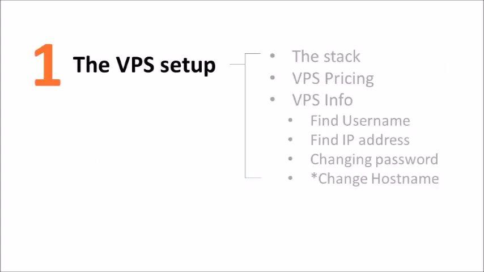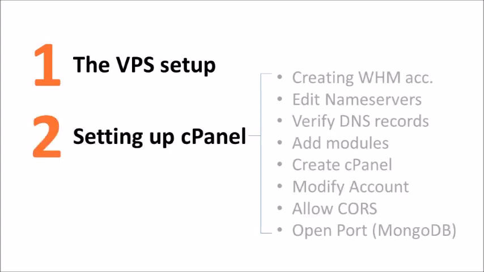So in step 1, we'll look at the VPS setup. We'll go over the stack, the VPS pricing and information. So you need your username, your IP address and changing your password, and if you need to change your host name. For setting up the cPanel, step 2, we'll be creating the WHM account, edit the usernames, verify the DNS records, add the modules, create the cPanel account, and modify the account, allow CORS, and open the port for mongoDB if you're using that database.